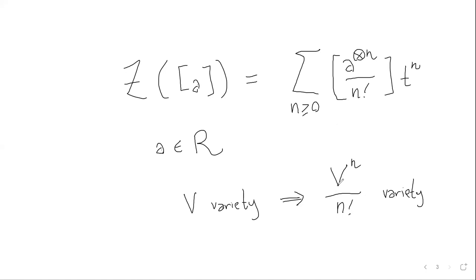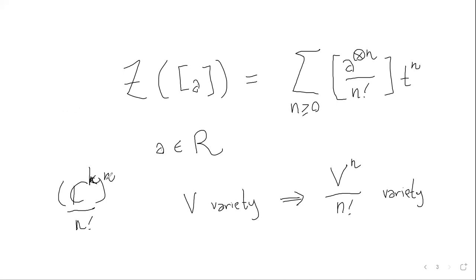Sorry, I'm working with C to the n, but I should really be doing this over finite fields or all sorts of fields. Anyway, I guess we're both really familiar with the case of C to the n over n, or sorry, C to the k, a vector space, to the n over n factorial, which is some kind of thing we're familiar with.